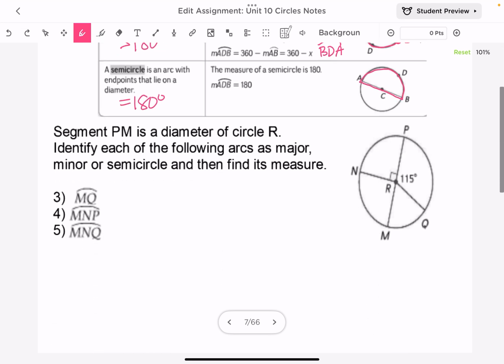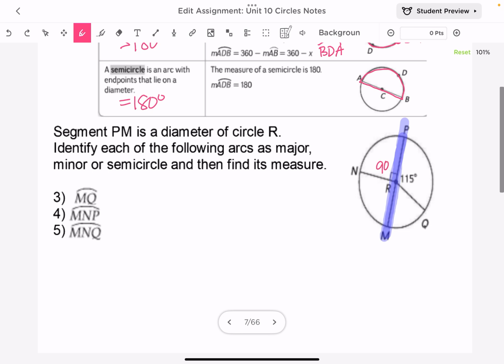All right, so let's look at this next set of questions. It says PM is a diameter. I would advise y'all to get in the habit of highlighting or at least bolding with your pen where those diameters are, because that's going to help you see some things that maybe don't jump out necessarily. It wants us to identify the arcs as major, minor, or semicircles and then find its measure. I find with these, it's easier to fill in those pieces of pie before you actually answer the question. So that's what I'm going to do.